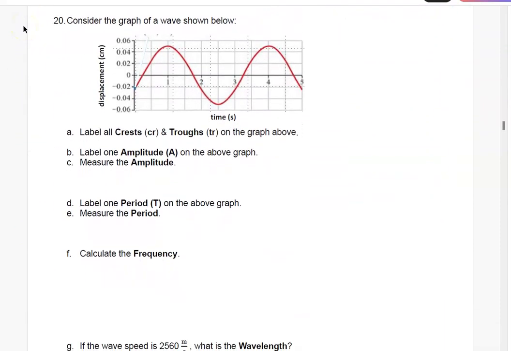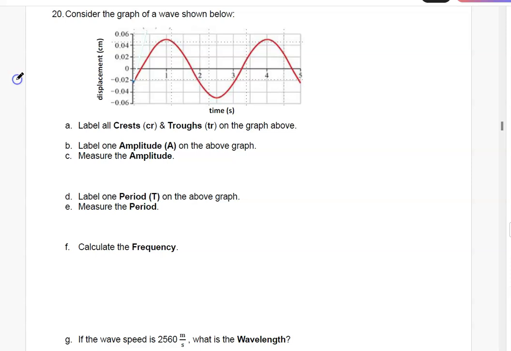Next question. Consider the graph of a wave shown below. So we have another wave, and you'll notice this is another transverse wave, and it is also versus time. Anytime you see a wave drawn versus time, think, oh, I can get the period, and that means I can calculate the frequency. If you see the wave versus length or distance, that means you can measure the wavelength and use that in some calculation.